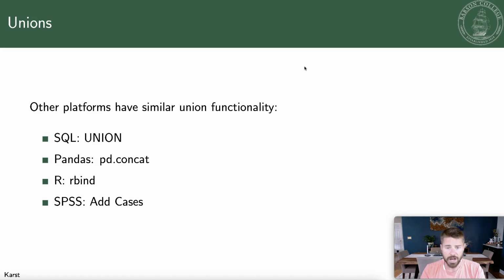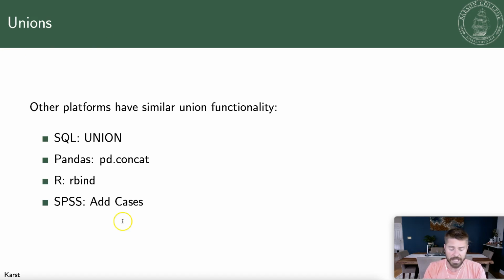So this is such a common operation. It comes up all over the place. In SQL, it's called union, and in Pandas, it's called pd.concat for concatenation. In R, it's called rbind for row bind, like you're binding rows together. And in SPSS, it's called add cases. Again, it's such a fundamental operation that we can't really get away from it, you know?